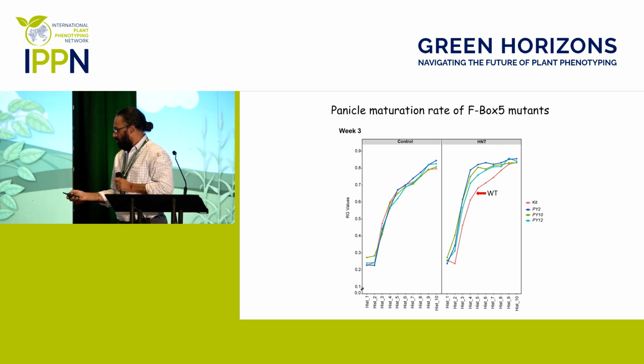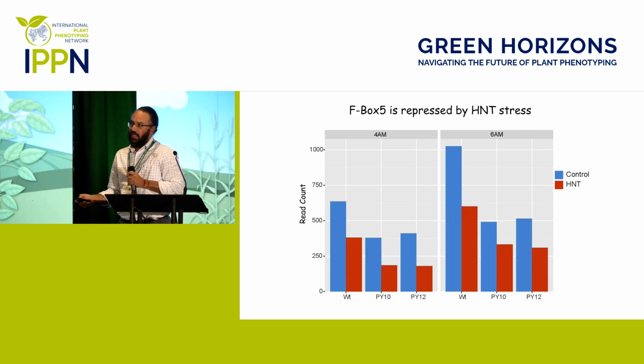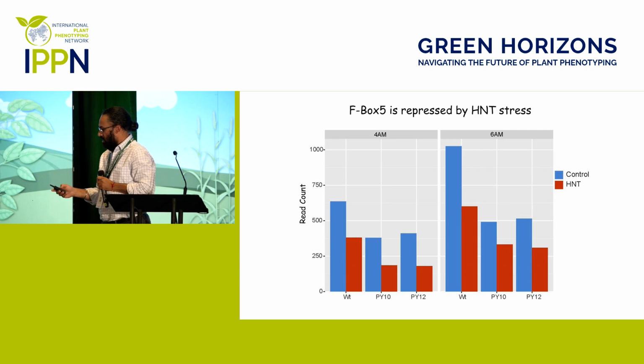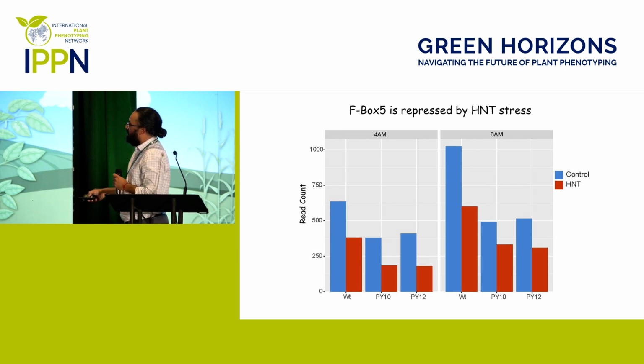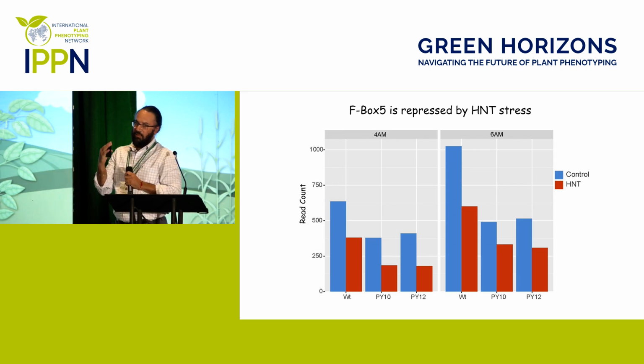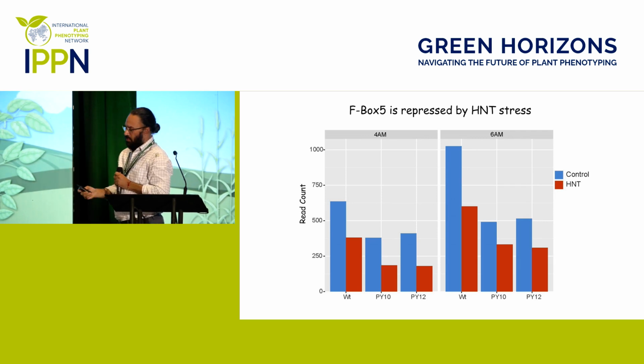But we wanted to explore this a little bit further, because we don't know anything about this gene, and we think it's kind of important. So we looked at the expression of 2 of the mutants and the wild type at 4 a.m. and 6 a.m., red being the HNT and blue the control. We see that this gene is suppressed in the mutants as well as the wild type by HNT conditions. When it's supposed to peak, it doesn't peak as much under high night temperature conditions.